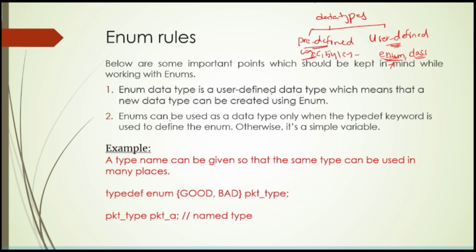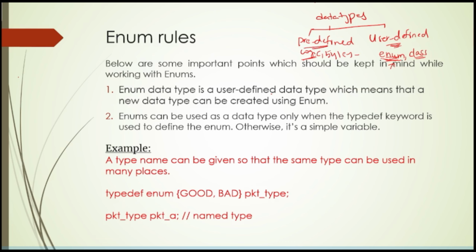Enum can be used as a data type only by using a typedef keyword. If you want to create your own data type, you can do that with enum. But if you want to use enum for creating a data type, you should use a keyword called typedef. I'll give a small example for you so that you will understand easily. Before talking about this, I'll just give a small example.